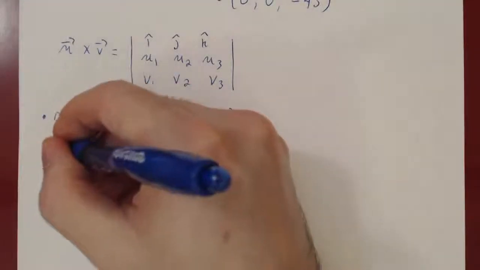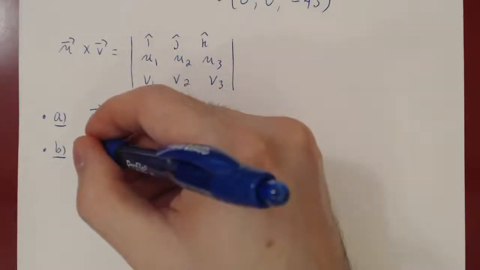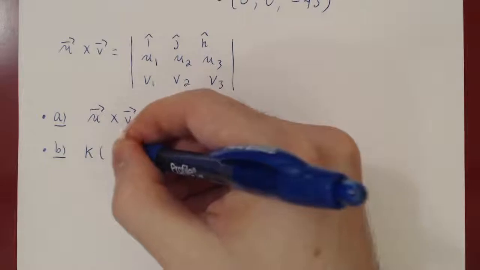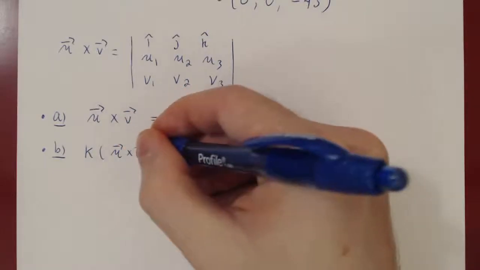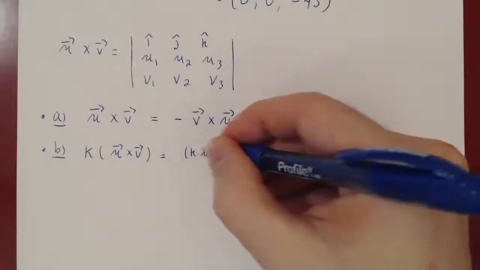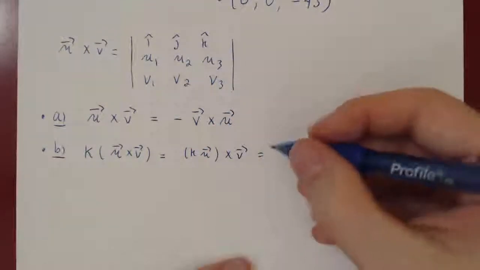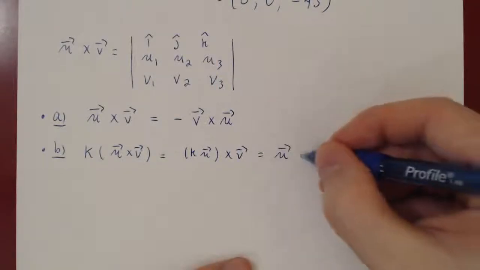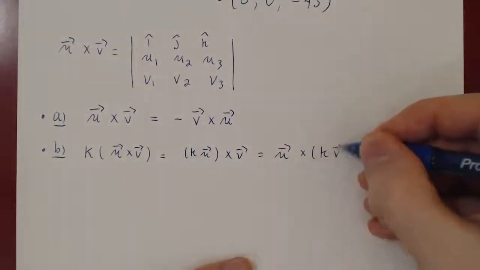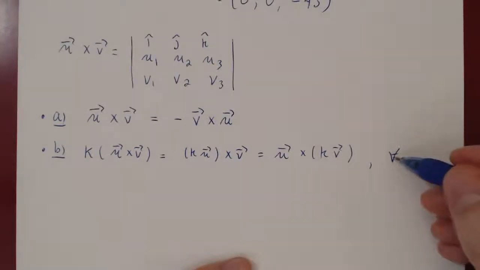Property B. What if we did k times the vector u cross v? Well, this would be the same as doing the vector ku cross the vector v, which will be the same as doing u cross the vector kv. And this is true for all k, the inverted A symbol meaning for all real numbers k.